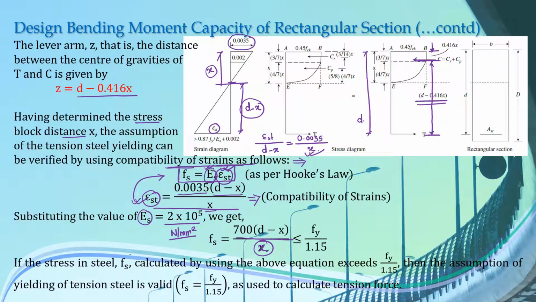So if the stress in steel Fs, calculated by using the above equation, exceeds Fy over 1.15, which is equal to 0.87 Fy, then the assumption of yielding of tension steel is valid and is used to calculate the tension force that we did in our previous slides. So if this value of Fs is greater than 0.87 Fy, then our assumption that the tensile steel reinforcement has yielded is valid. This is how you check for validity of tensile steel yielding.